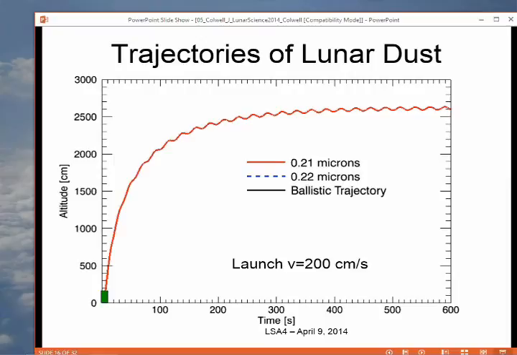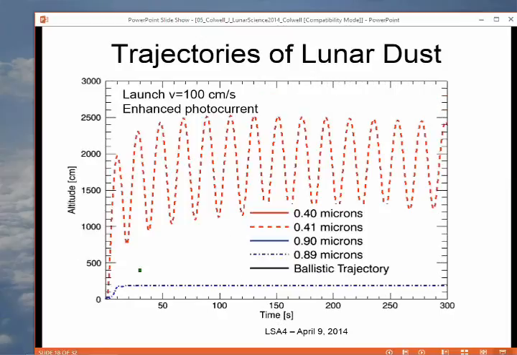So what do some of these trajectories look like? Here's an example. This is now going up to about 20, 30 meters in height, and I've got two curves labeled here, a red curve at 0.21 microns and a blue curve at 0.22, then a third one, a black one, is a ballistic trajectory. And you can't see the blue or the black because they're buried down here in this little tiny bit in the lower left-hand corner. So if we zoom in on that, in this green spot on the next slide will be what's in that green spot.